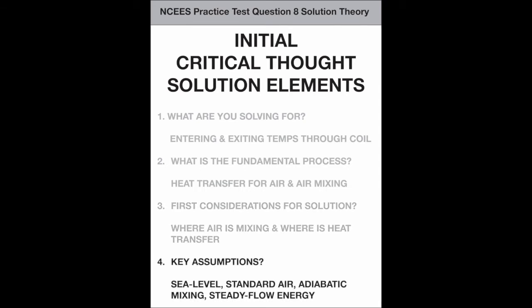4. Are there key assumptions? Sea level altitude, standard air, adiabatic mixing, and steady flow energy transfer. And a critical assumption, common flow paths for an air handling system.